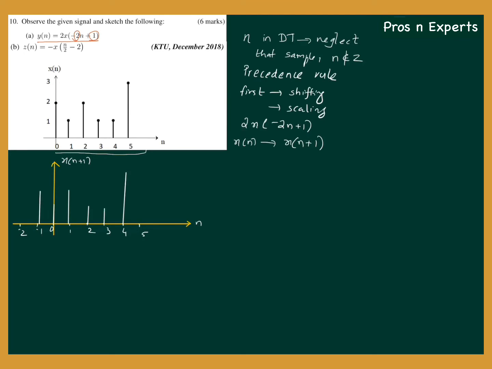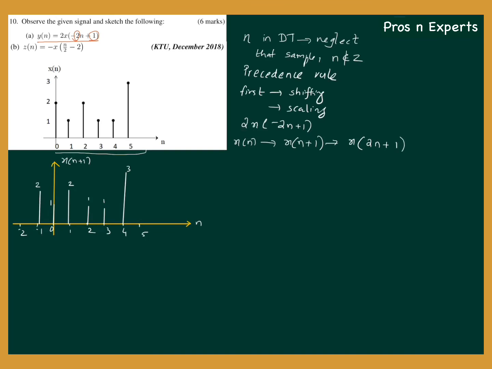Okay. So the samples are 2, 1, 2, 1, 1, and 3. So this is x of n plus 1. Now what we have to do next is, from x of n plus 1, you have to find x of 2n plus 1.